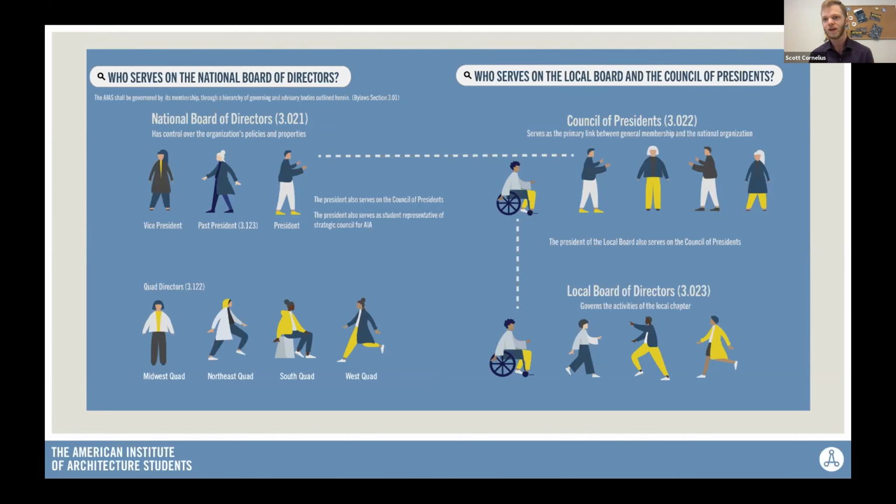So we relate to you, and I, as the president of the board, sit as chair on the Council of Presidents. And then you, of course, govern your local board of directors at your school. So I hope this graphic organizes it in your mind a little bit, but that's generally how our organization works.